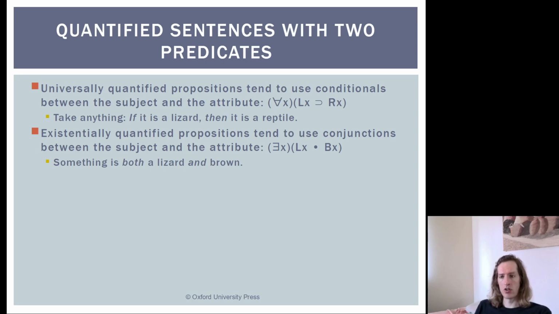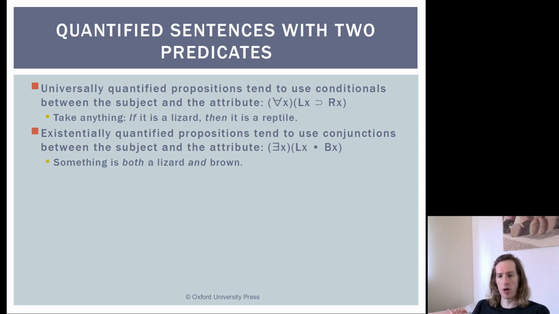All right, universally quantified propositions tend to use conditionals between the subject and the attribute, like in lizards and reptiles. So if it is a lizard, then it is a reptile. If we can take any example, if it is a lizard, then it is a reptile. If it's not a lizard, then we don't have to worry about it. Maybe it's a reptile, maybe it isn't, but that's not what we're trying to express here.